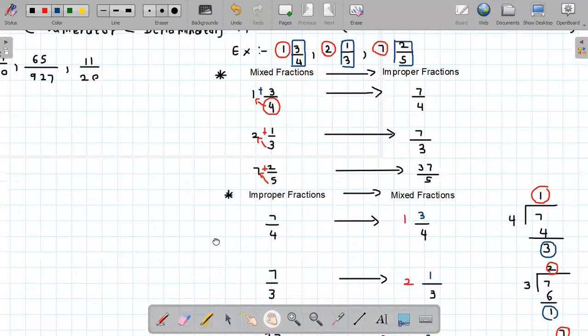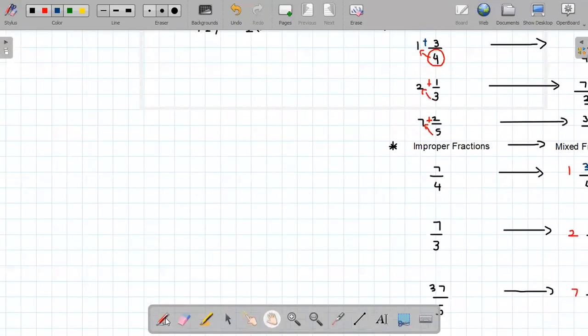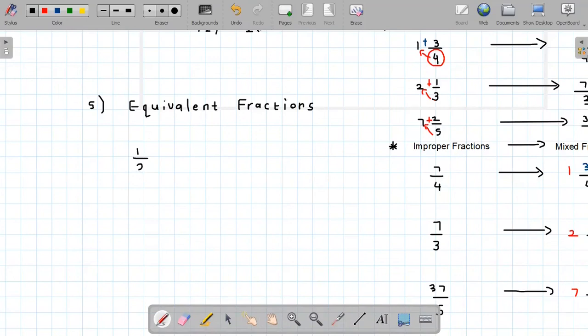Right. So the last type of fraction is number 5. The fifth type we are going to discuss is equivalent fractions. Equivalent fractions are called the fractions which are equal to a certain fraction, right? So if someone asks you to find an equivalent fraction for a given fraction, you can do it like this.